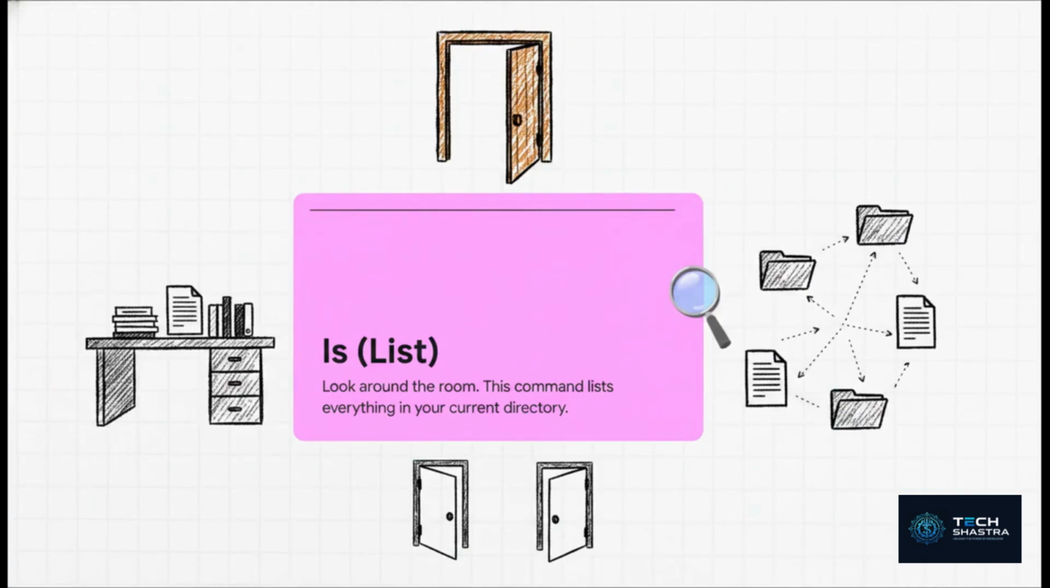Okay, great. So now you know which room you're in. What's next? Well, you're going to want to look around, right? For that, you just type ls. This command lists everything in the room with you. You'll see files, think of those as items on a table, and you'll see other directories, which are basically doors to other rooms. It's really as simple as that.